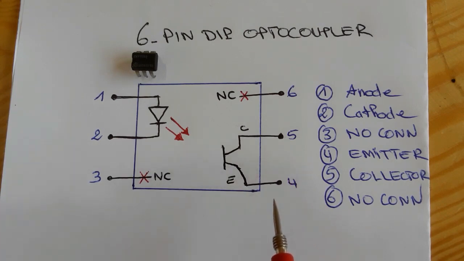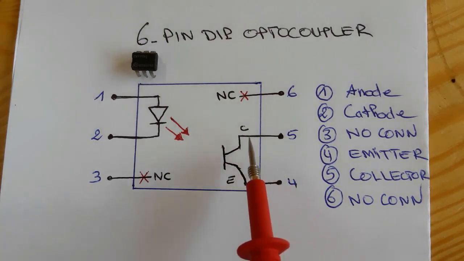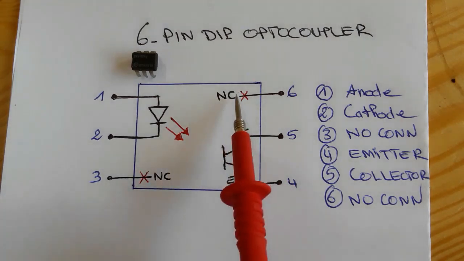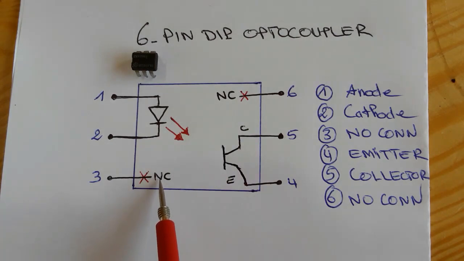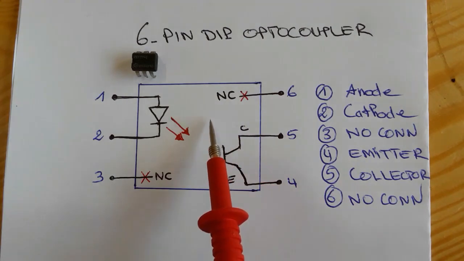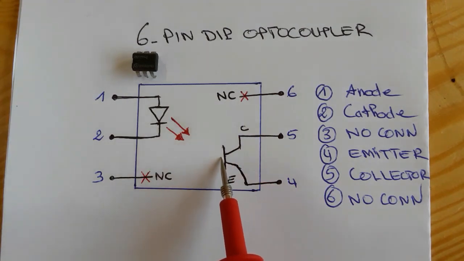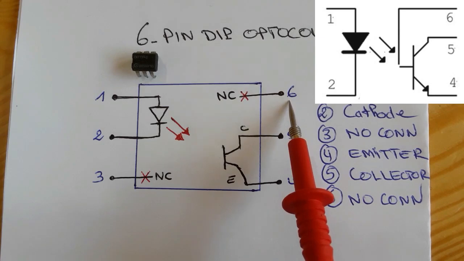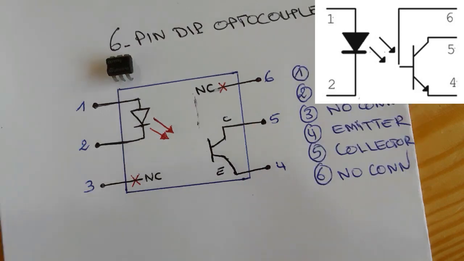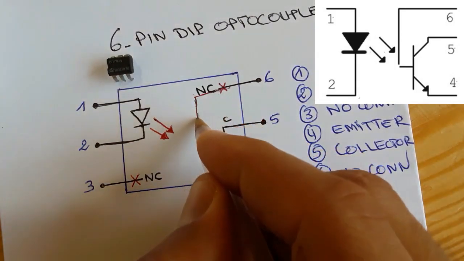So here pin number 4 and pin number 5 connected to the phototransistor. So pin number 4 connected to emitter and pin number 5 connected to collector. And of course the pin number 3 and pin number 6 are not used. No connection. NC means no connection. And sometimes in some optocouplers you can find that the pin number 6 is connected to the base. Okay? So sometimes the pin number 6 of a 6-pin optocoupler is connected to the base. But you can discard it. It's not important. Important thing is the diode and the phototransistor.